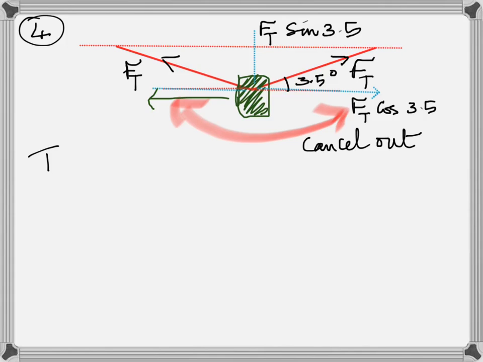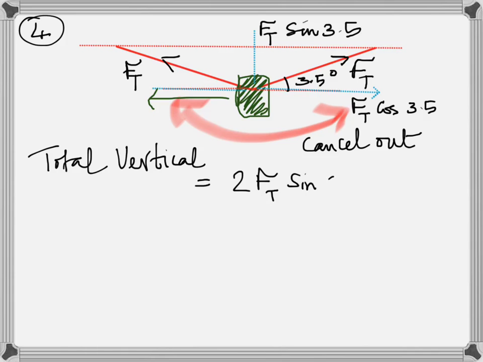So what happens between these two? They cancel out? The horizontal cancel out? So what's the total vertical component now? Somebody? 2Ft sine 3.5. So that means 2Ft sine 3.5 should be equal to mg. Yes. There you go. So the total vertical is 2Ft sine 3.5.